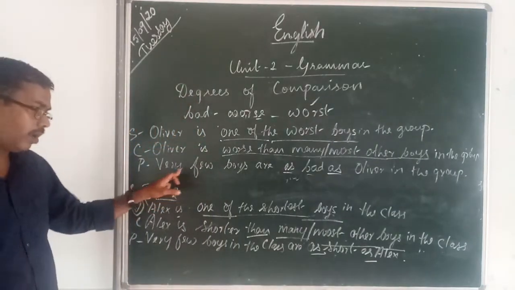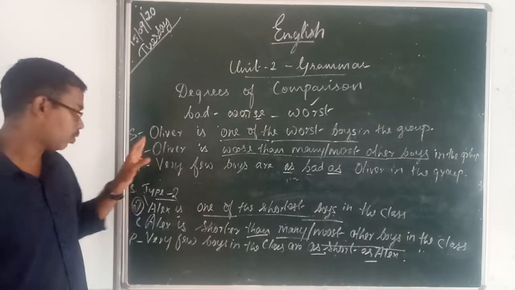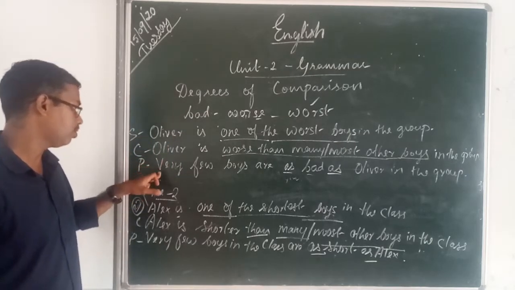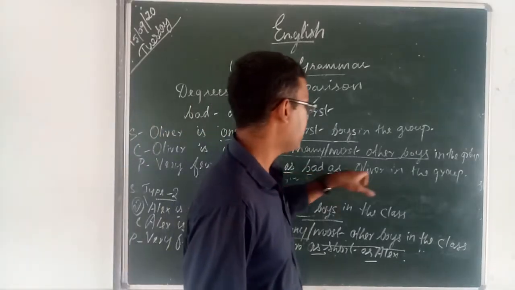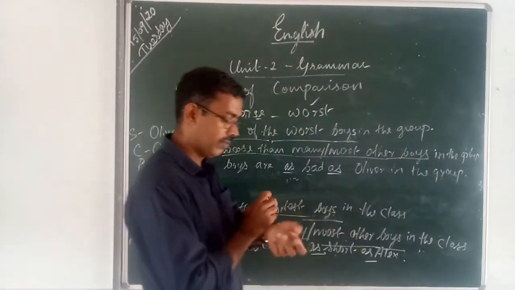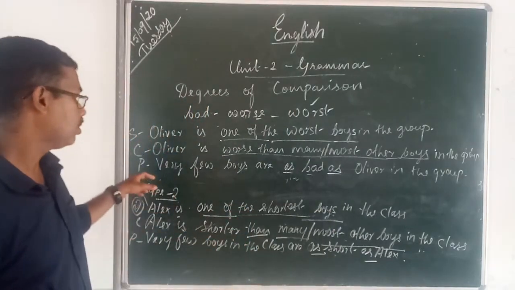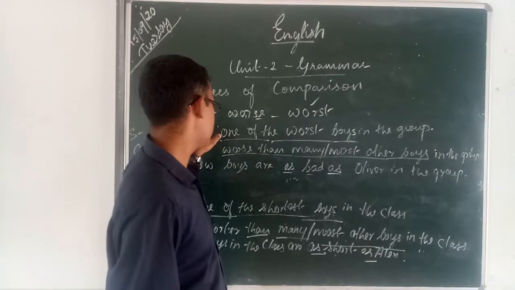Very few boys. Here in the second type, you are selecting one among them, so when you write positive, you have to use very few boys are as bad as Oliver in the group. Very few boys are as bad as Oliver in the group.